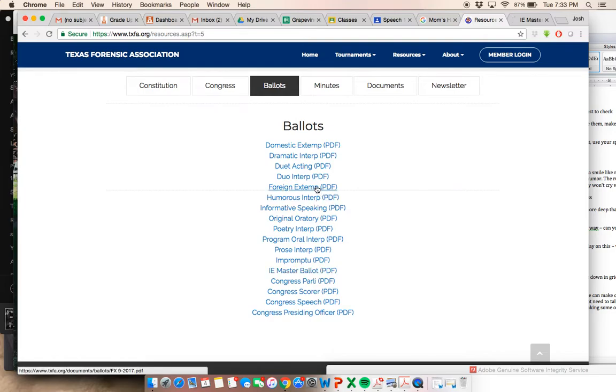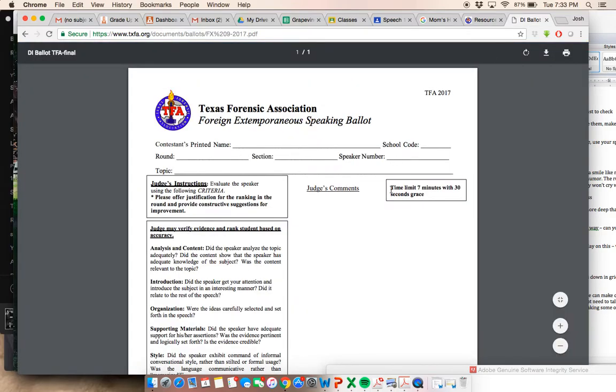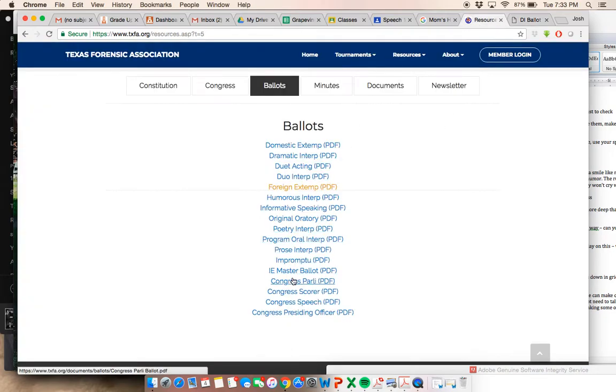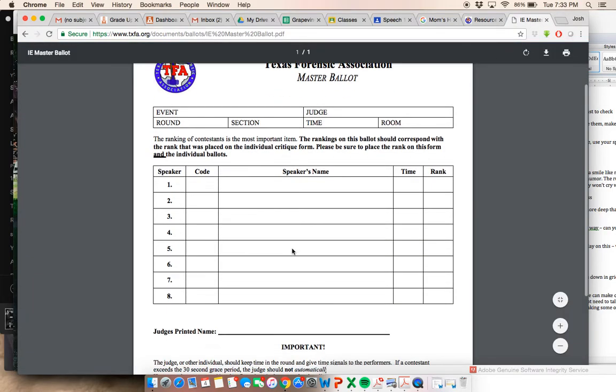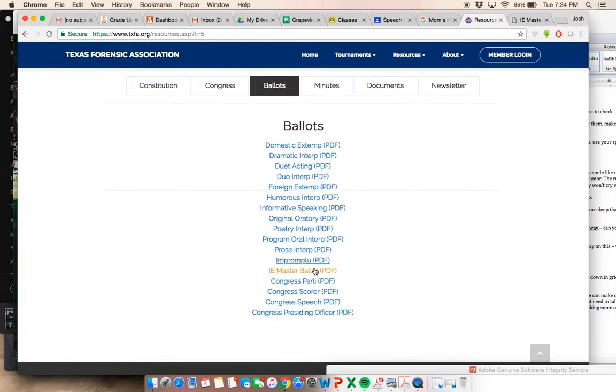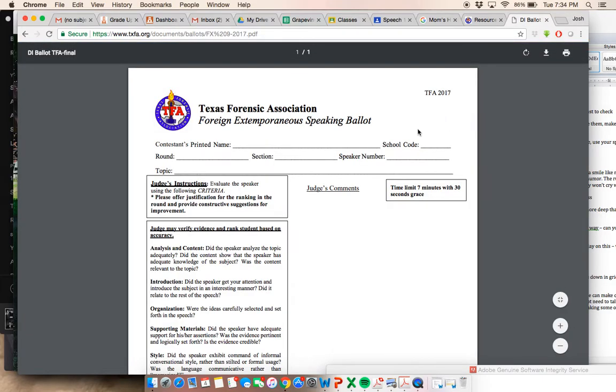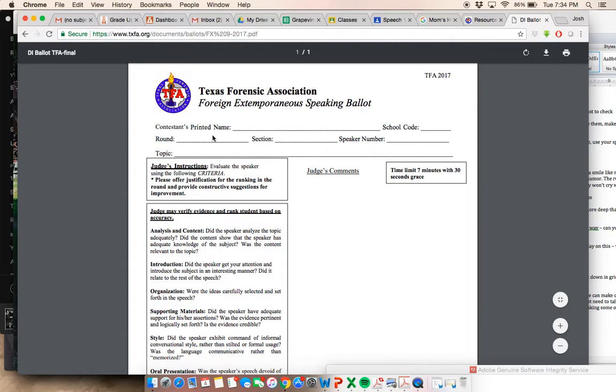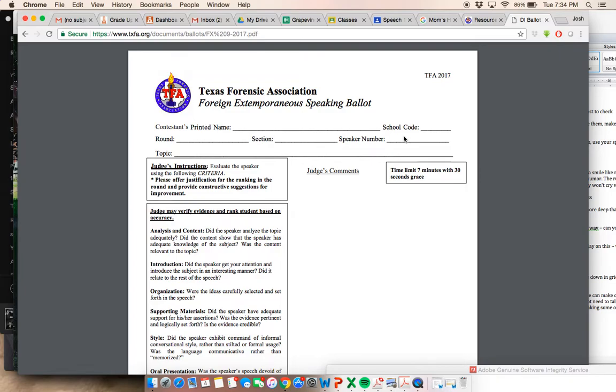So I'm going to show you first an event called extemporaneous speaking. So your ballots will look like this. You'll put the contestant's name. The most important thing right here is their school code, and that will be on the master ballot, right? So if we go back to our master ballot, you'll see that their code will be on there. Please, please, please make sure that that code is entered right here, okay? The round, so if it's round 1 or 2, the section, which again will be on the master ballot, and what speaker number they are.